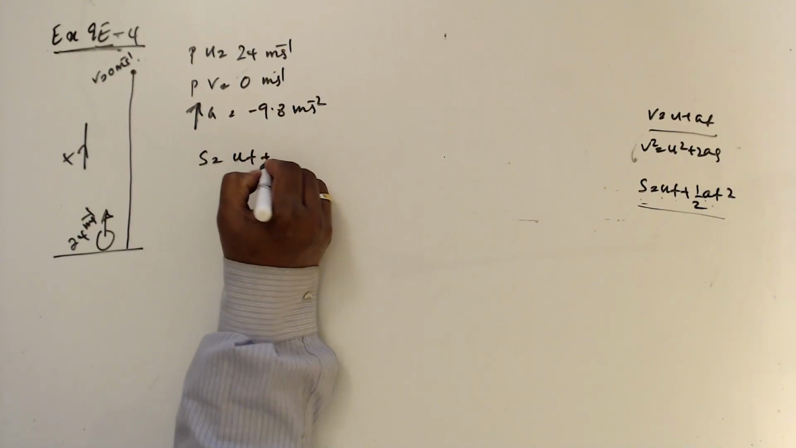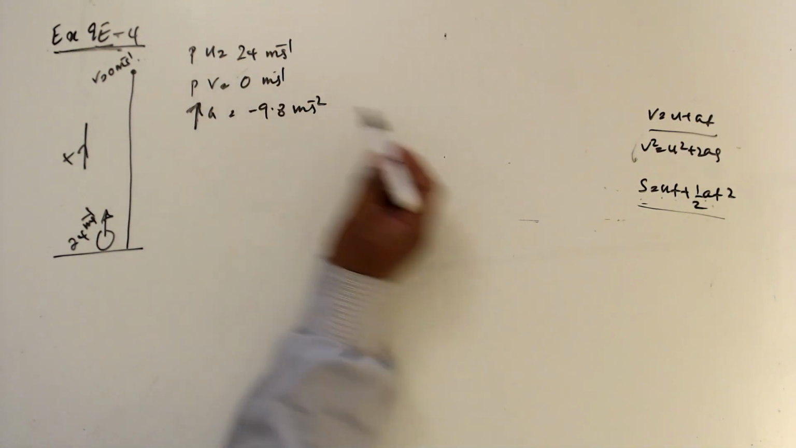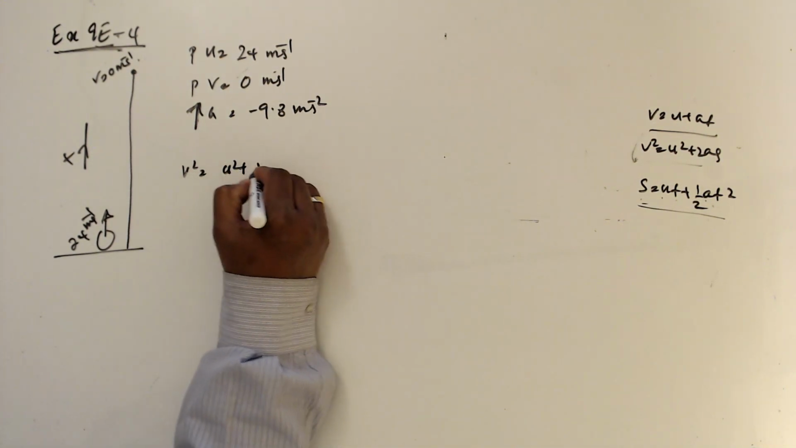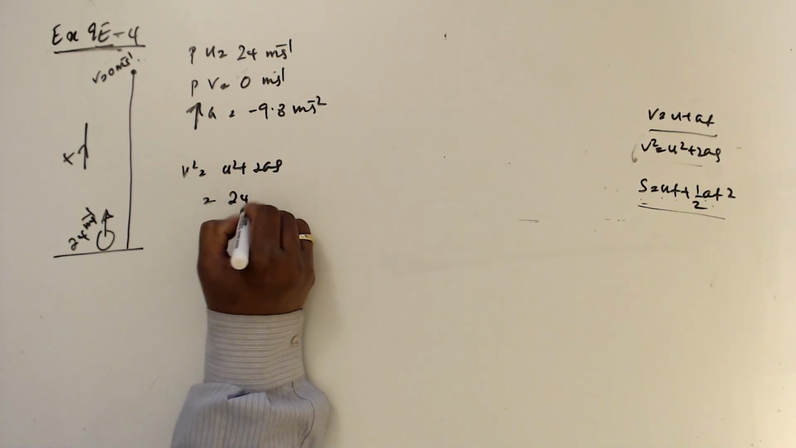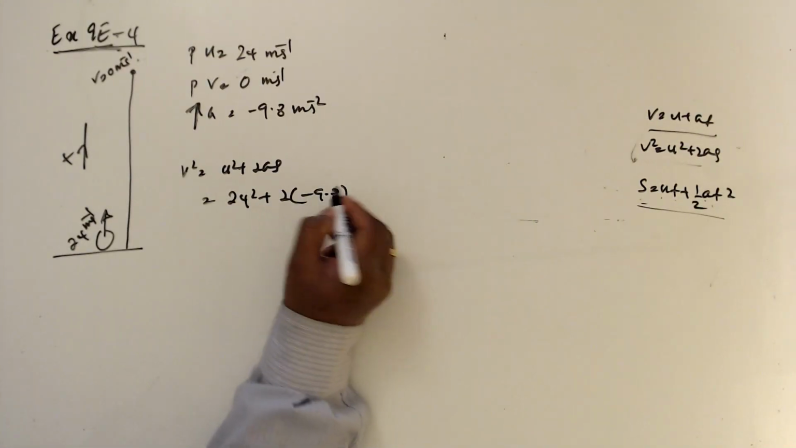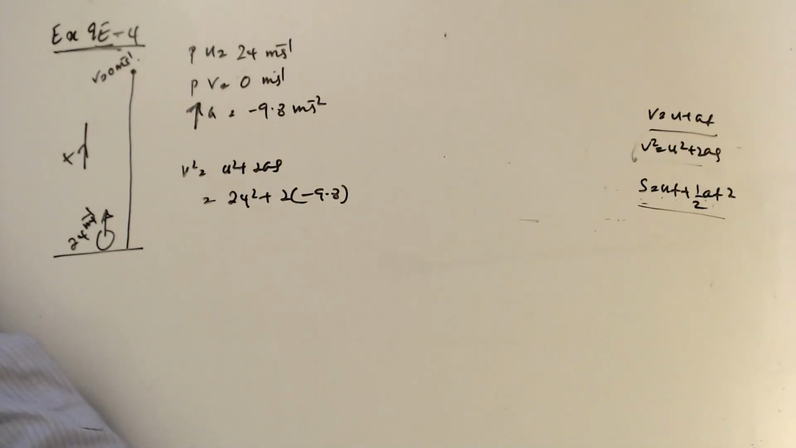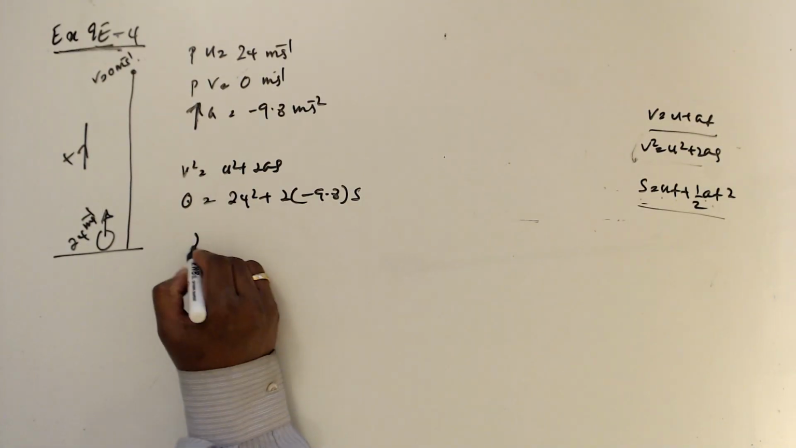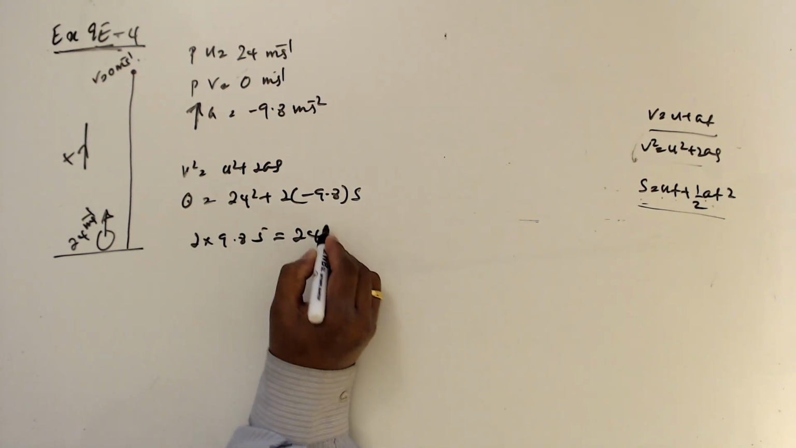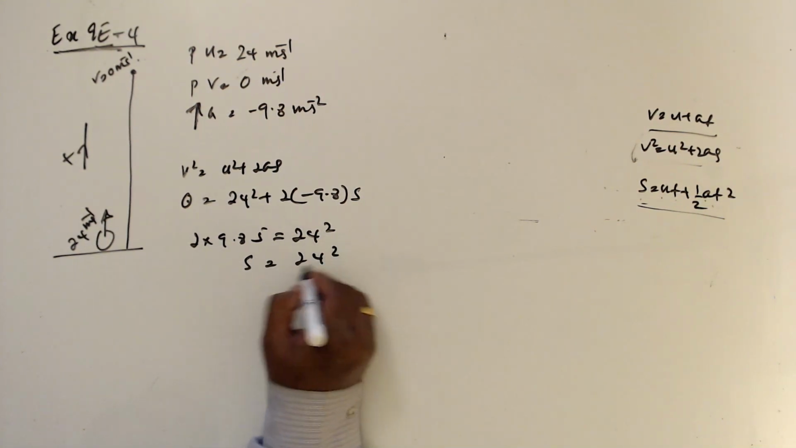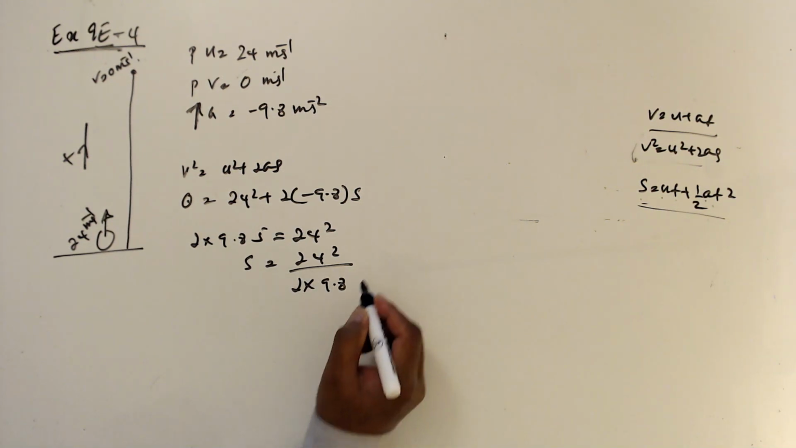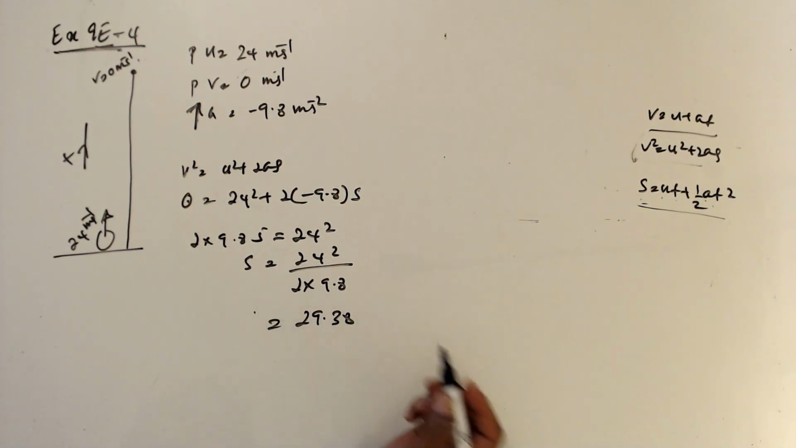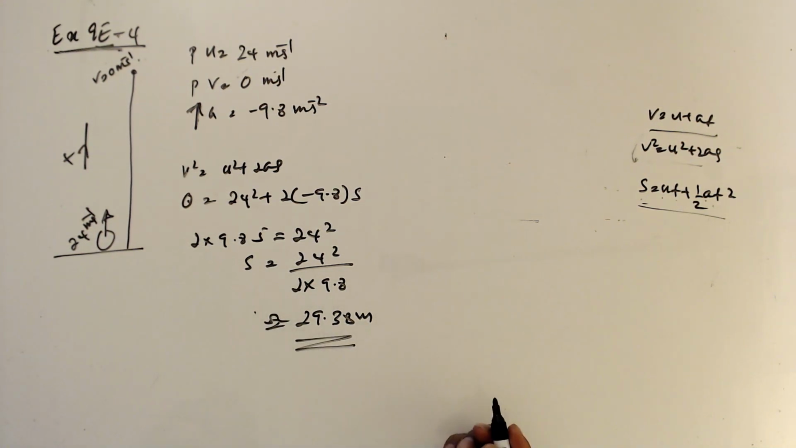So s equals ut plus... no, we don't have any t's here, so this is the best fit. v squared equals u squared plus 2as. v squared is 24 squared plus 2 times minus 9.8 times s, and v squared is 0. So 2 times 9.8 times s equals 24 squared, so s equals 24 squared divided by 2 times 9.8. So 29.38, approximated the answer to meters.